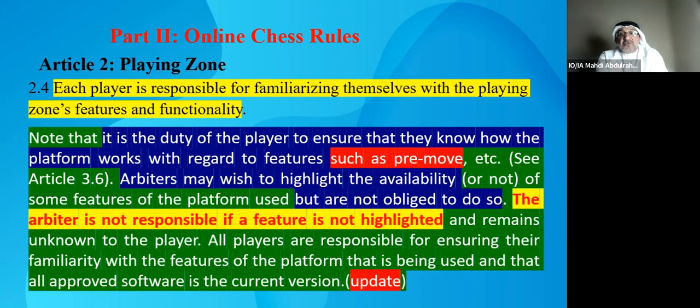So here, your move confirmation. If you make it active, they will ask you. If not made active, your move will immediately be on the board. So these are some features of the platform you can use, but you are not obligated to do so. The arbiter is not responsible if the feature is not highlighted. So it is a player's job to highlight these features, okay? For pre-move, for the move confirmation, and so on.